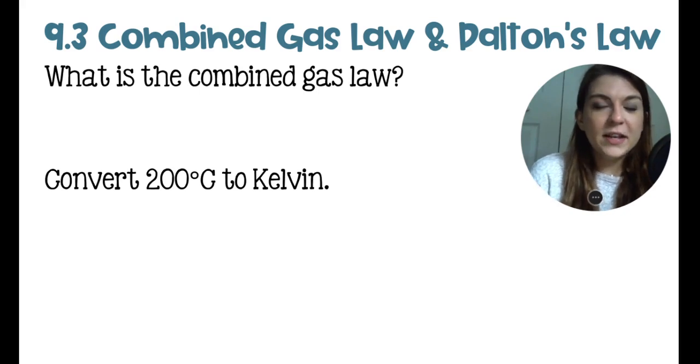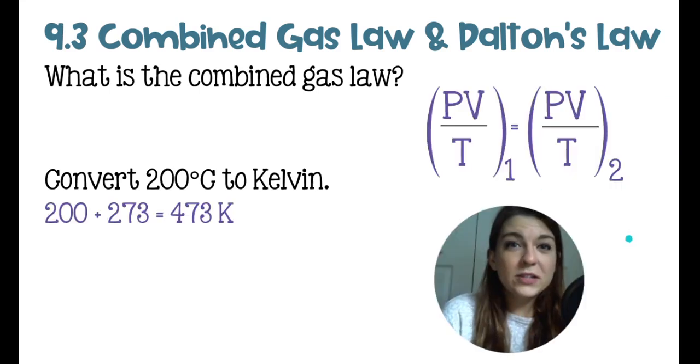Next set of questions is on the combined gas law. So the question is, what is the combined gas law? And then to convert 200 Celsius into Kelvin. The combined gas law connects the relationships of pressure, temperature, and volume. All three of those relationships that we had just mentioned fit into this equation. PV over T in the before situation will be equal to PV over T in the after situation.